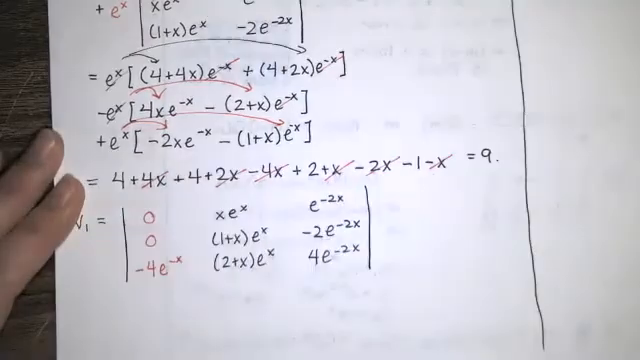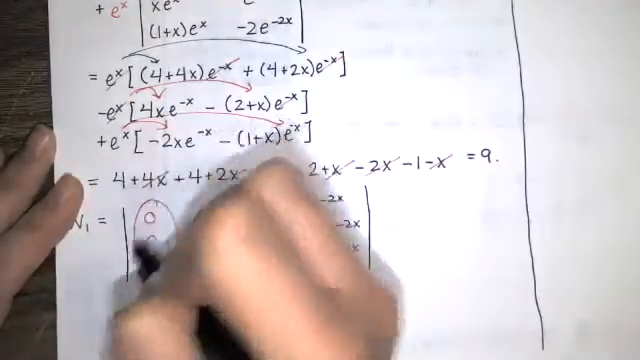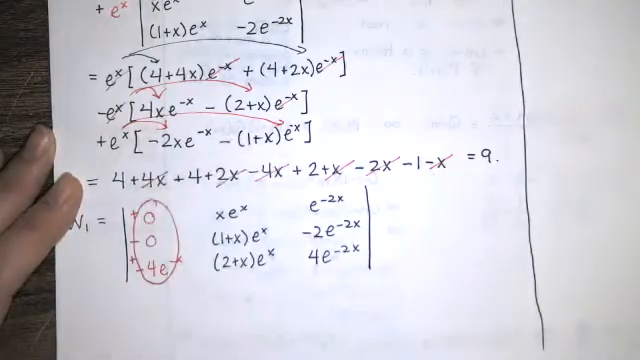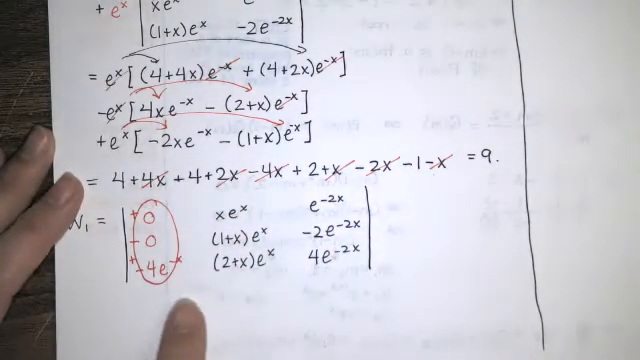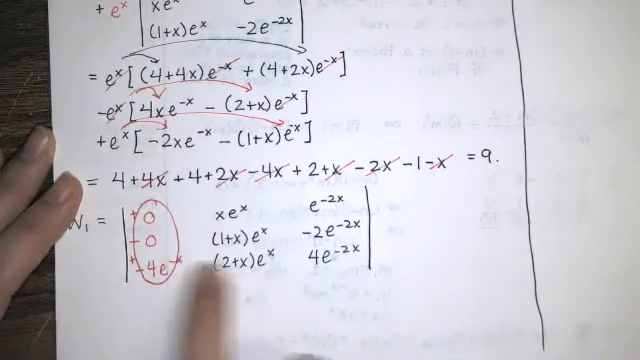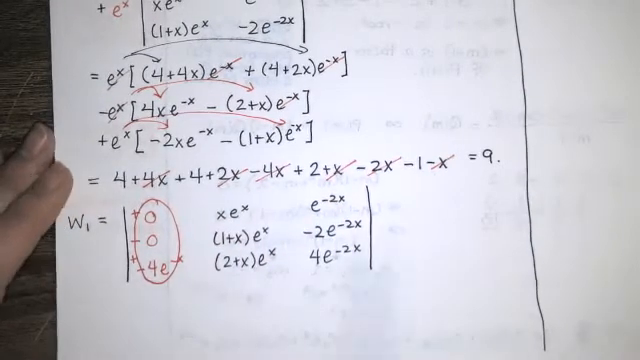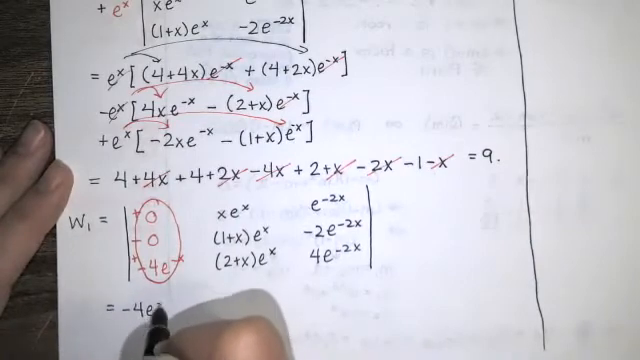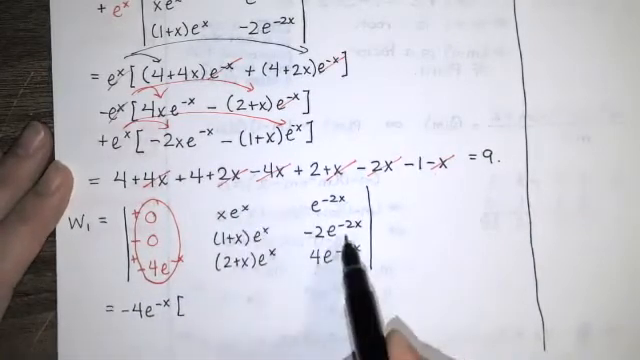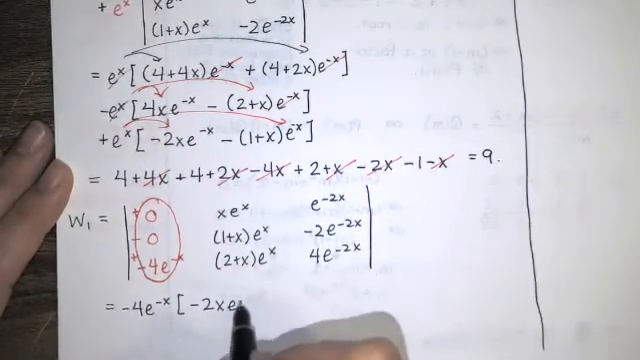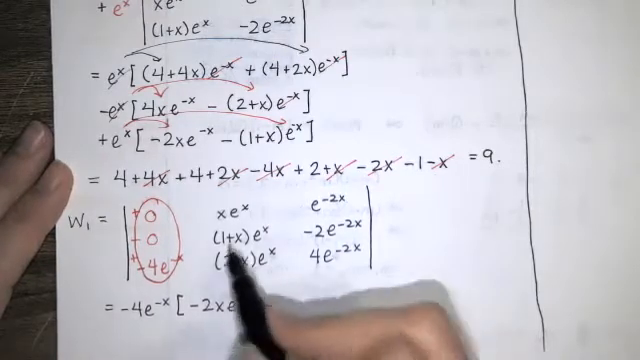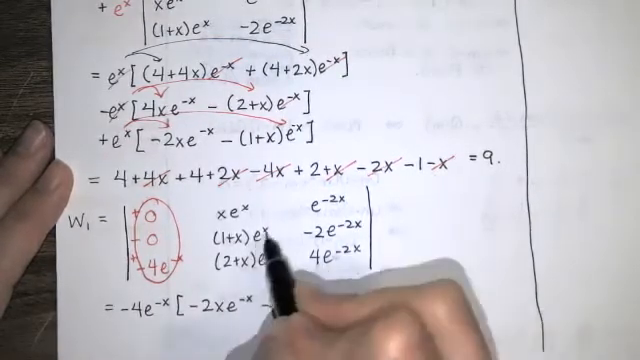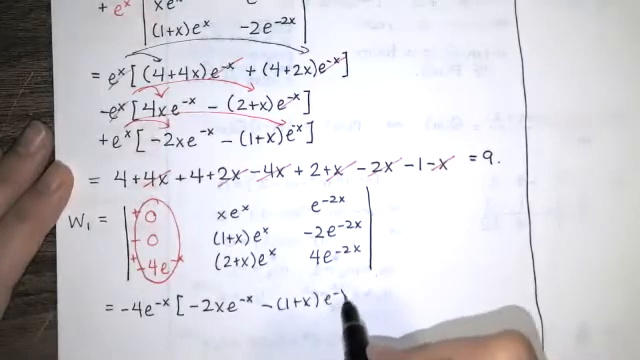Now I would expand along this column. It makes the most sense. It's got all those zeros in it, plus, minus, plus. So we've got 0 times a 2 by 2 determinant, which is going to be 0, minus 0 times a 2 by 2 determinant, which would be 0, plus this negative 4 e to the negative x times this 2 by 2 determinant. So we end up with negative 4 e to the negative x times this, which is going to give me a negative 2x e to the negative x, minus this times this. So we're subtracting 1 plus x, and then e to the x times e to the negative 2x is e to the negative x.